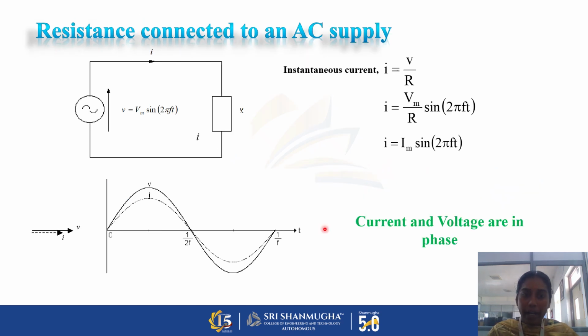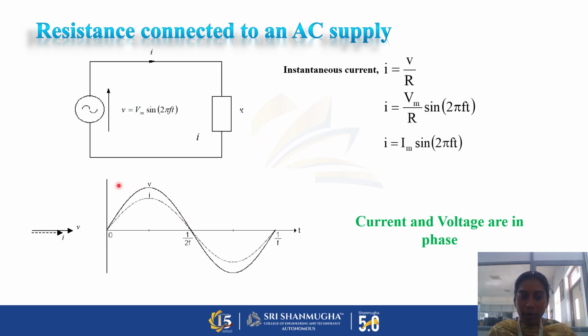Then if we add resistance to the AC circuit, what will happen? This is the AC supply. We are connecting the resistance in series to the circuit. At any instant, the current is given by Ohm's law: I is equal to V by R. Here V is equal to Vm sin 2 pi f t, whole divided by R. So Vm by R is represented as Im, and I is equal to Im sin 2 pi f t. Here Vm and Im are the maximum voltage and maximum current obtained in this circuit.